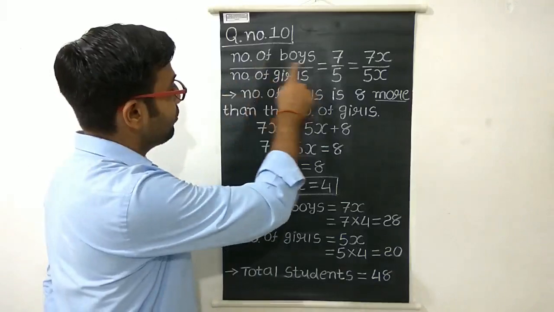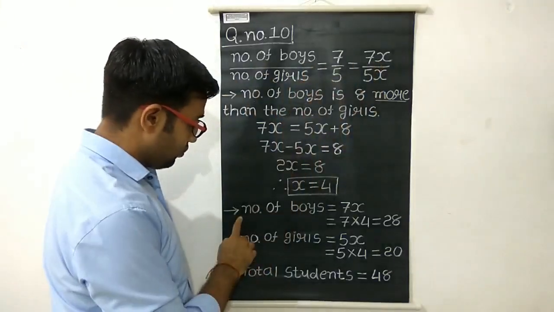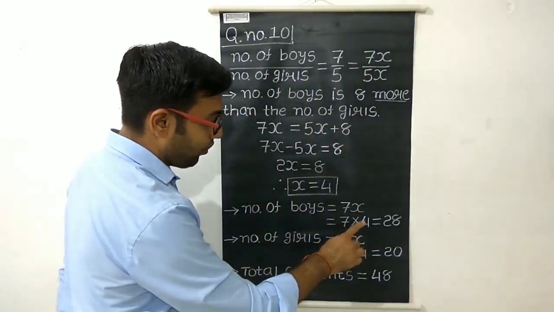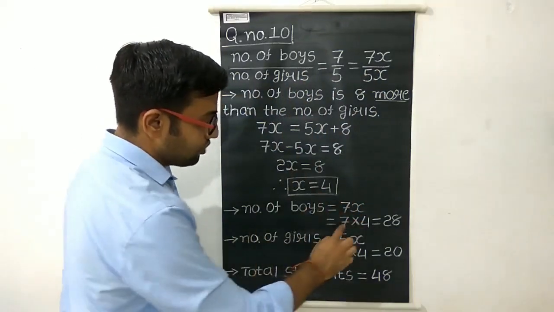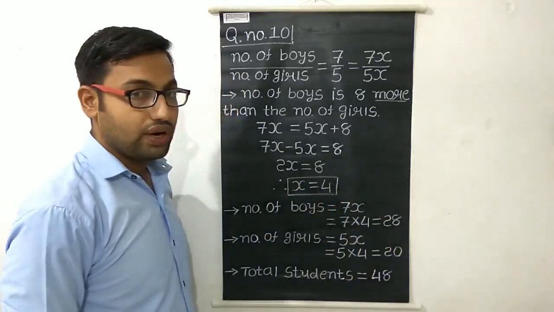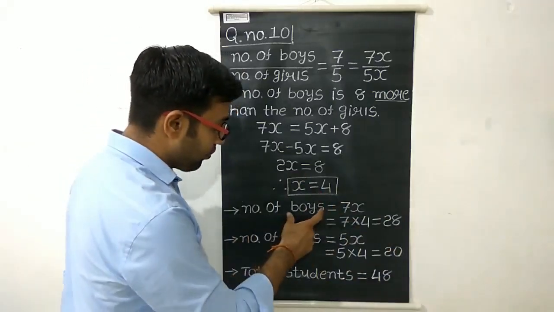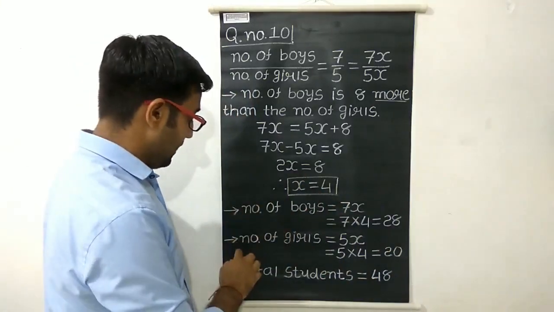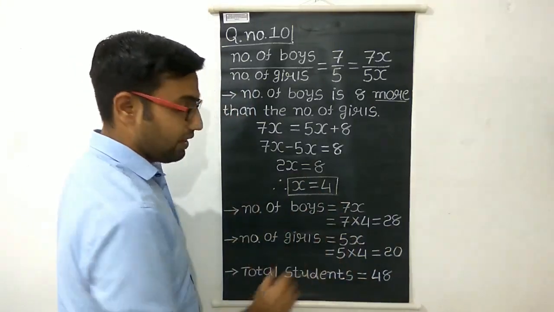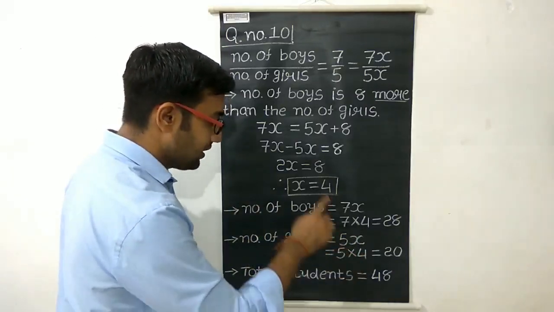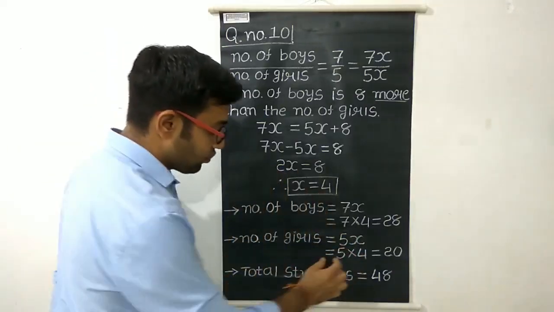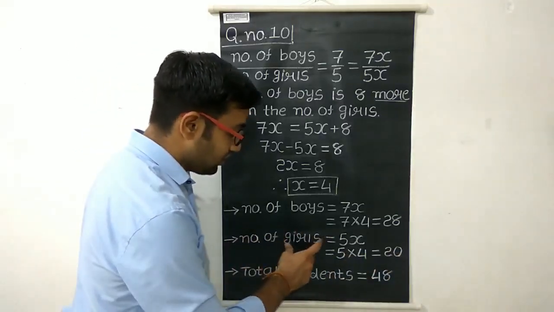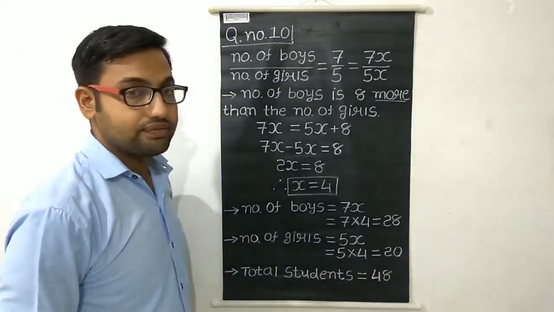So the number of boys we have is 7x. So the number of boys is equal to 7x, 7 into 4 because x is 4. So we get the total value equal to 28. The number of boys is 28. In the same way, the number of girls is equal to 5x. And what is the value of x? The value of x is 4. So 5 into 4 is equal to 20. So the number of girls we get is 20.